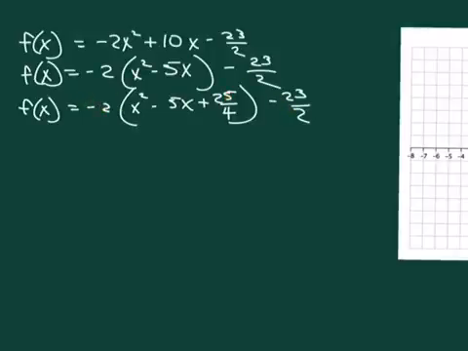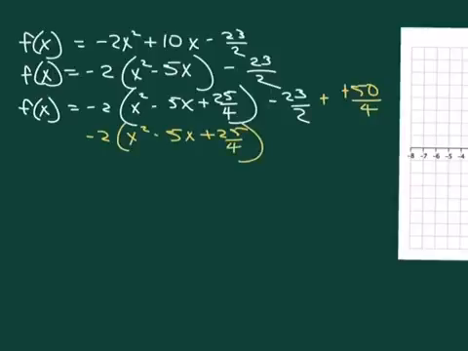So negative 2 times 25 is negative 50. So we have to subtract negative 50 over 4, or basically add 50 over 4, two negatives. So that gives me negative 2x squared minus 5x plus. And this is going to be 46 over 4, common denominators, so it's going to be plus 4 over 4, which is 1.